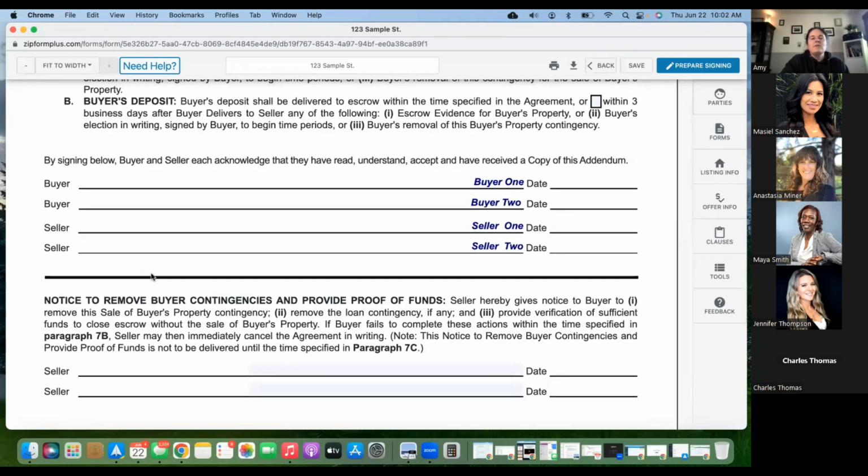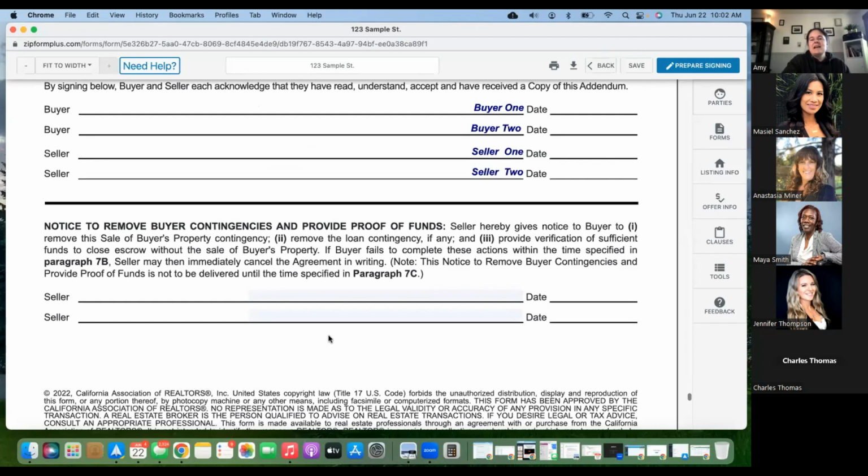So when we first sign this in agreement, we're just signing this top line. But if we get that backup offer, then we can sign this and resubmit it back to the buyer as notice that they need to do all 3 of those actions: remove the buyer's property contingency, remove the loan contingency, and provide sufficient proof of funds to close escrow without the sale. All 3 of those have to be done. Otherwise, the sellers can cancel this and move forward with that backup offer.